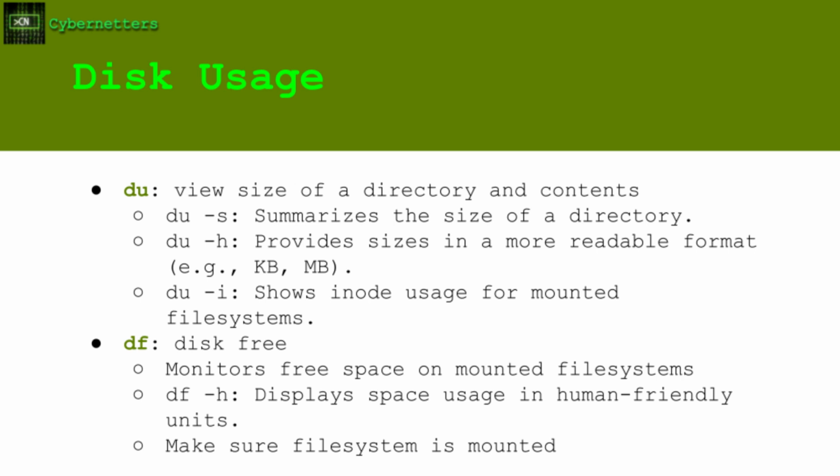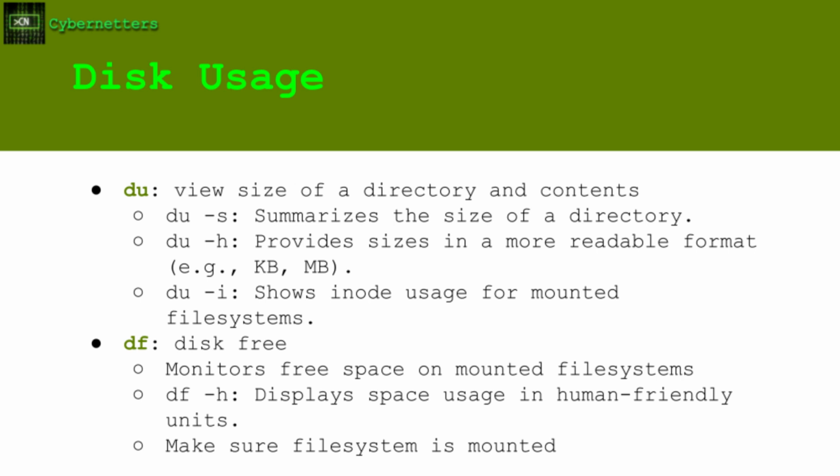Let's now talk about monitoring disk space in Unix. We have two key commands, du and df. du shows how much space a directory and its contents are using. du -s summarizes the total size of a directory. du -h displays sizes in human-readable format, and du -i checks the inode usage, which is useful for troubleshooting file system limits.